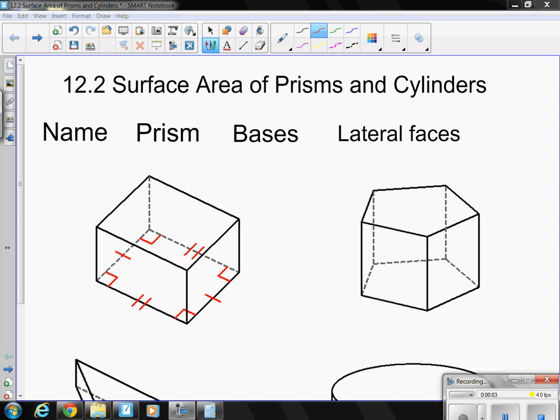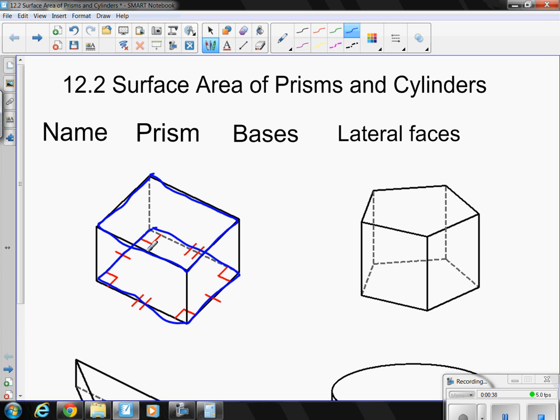12.2 Surface areas of prisms and cylinders. Our focus today is on prisms. Prisms are polyhedrons with two bases that are congruent and lie in parallel planes. So, for example, we'll just select this as one of the bases. If that's a base, this is also going to have to be congruent to the first base, and they need to be parallel to each other.